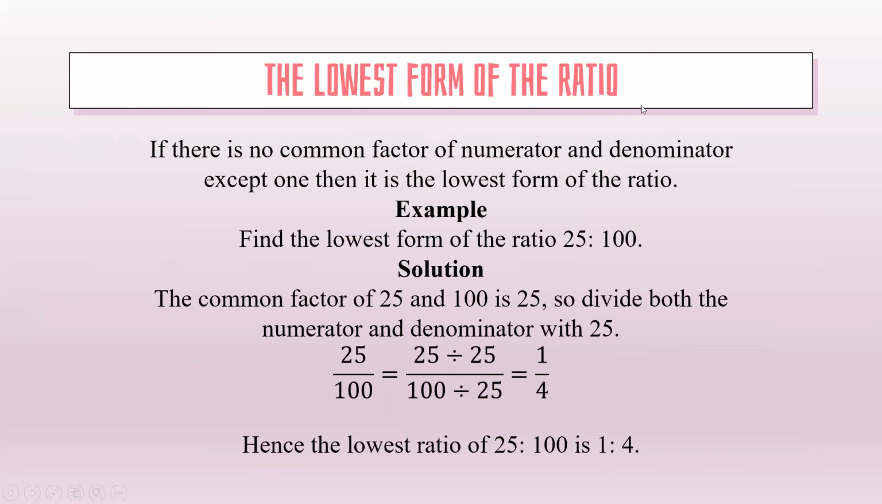The lowest form of the ratio. If there is no common factor of numerator and denominator except 1, then it is the lowest form of the ratio. For example, find the lowest form of the ratio 25:100. The common factor of 25 and 100 is 25. So we divide both the numerator and denominator with 25. 25 divided by 25 gives us 1 and 100 divided by 25 gives us 4. So the lowest form of 25:100 is 1:4.